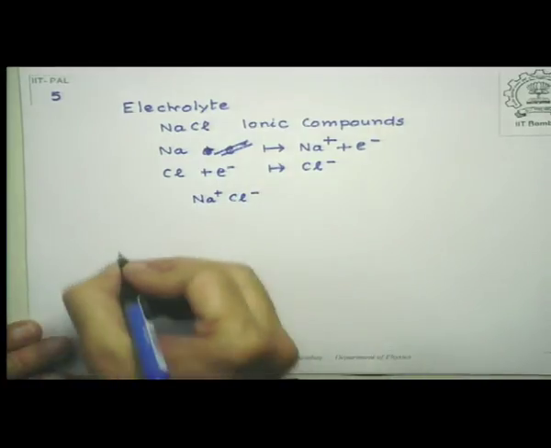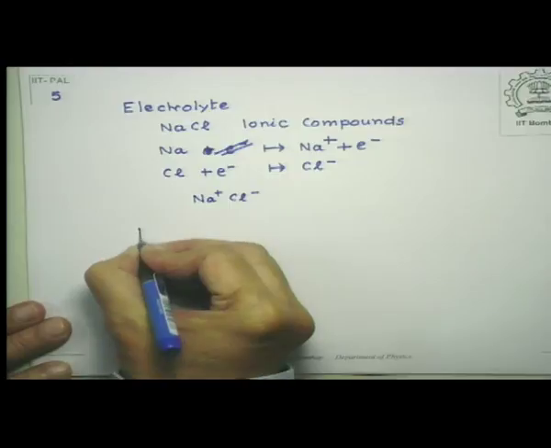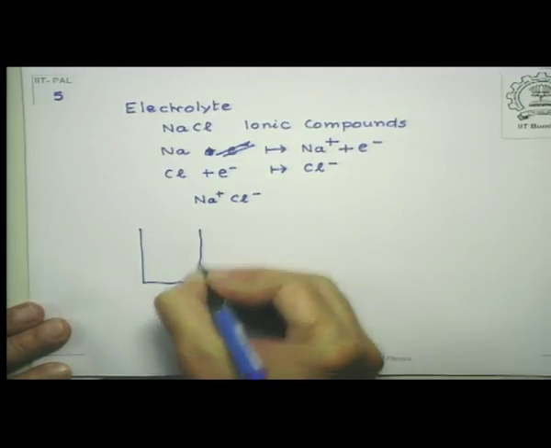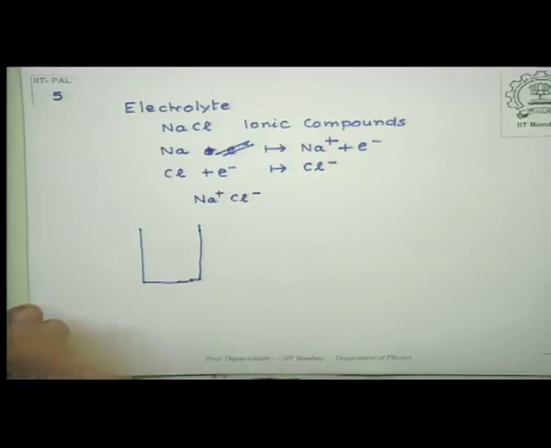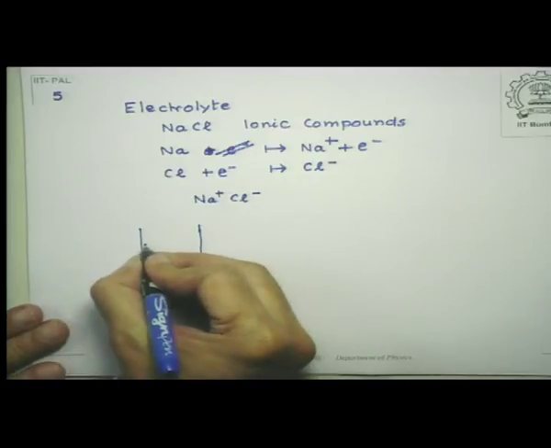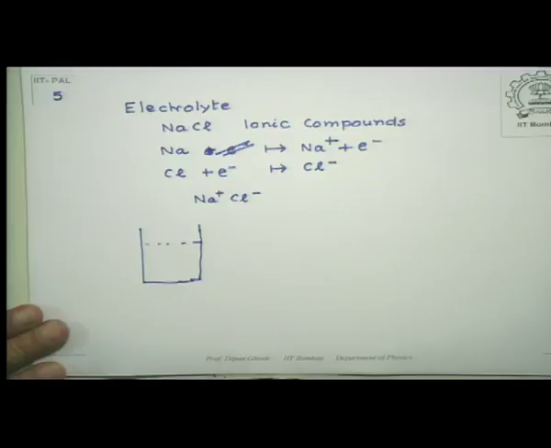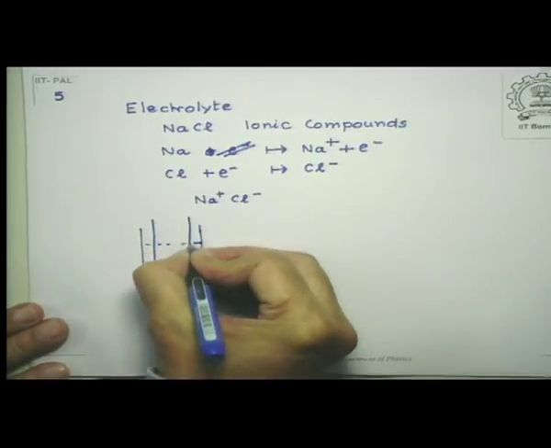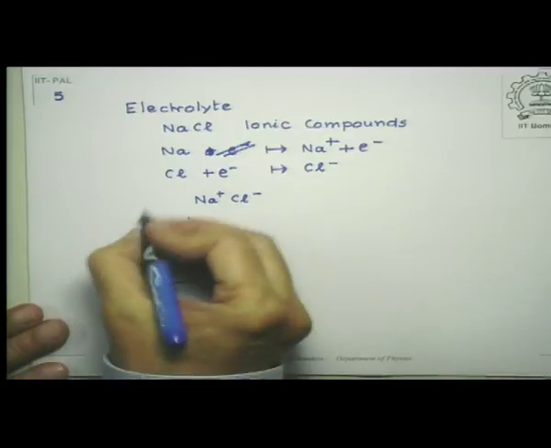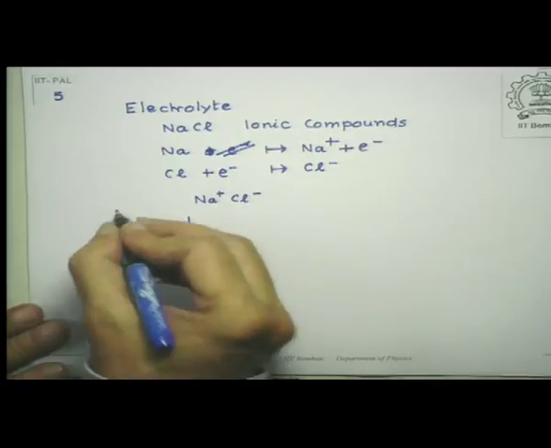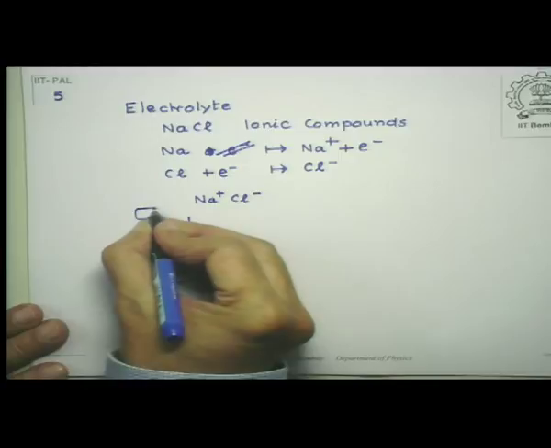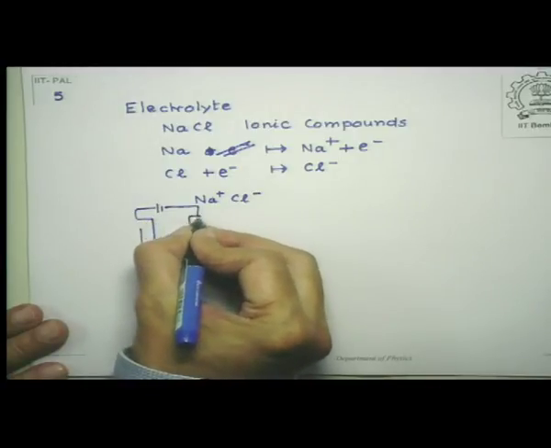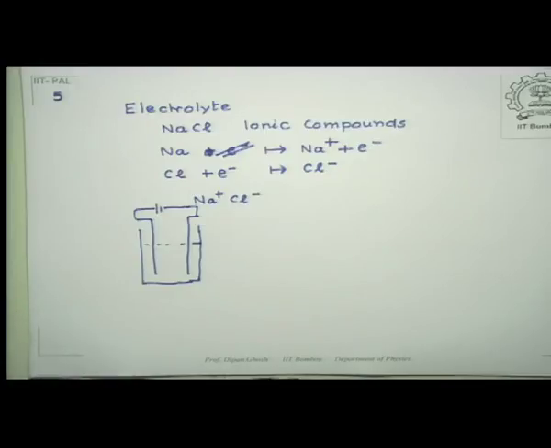Now, suppose I had a situation like this. This is an electrolytic solution. For my typical example, I am talking about sodium chloride. So let us look at that. Now I insert 2 electrodes, and I will need to connect them with a battery. The positive end is connected to one of the electrodes, and the negative end is connected to the other electrode.